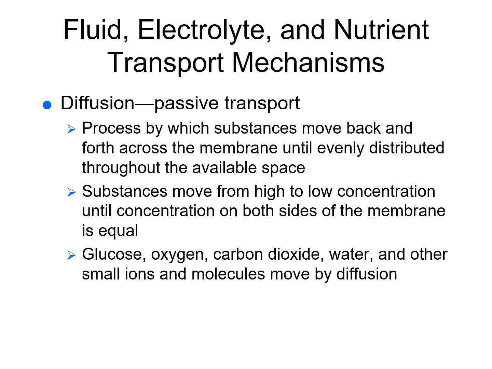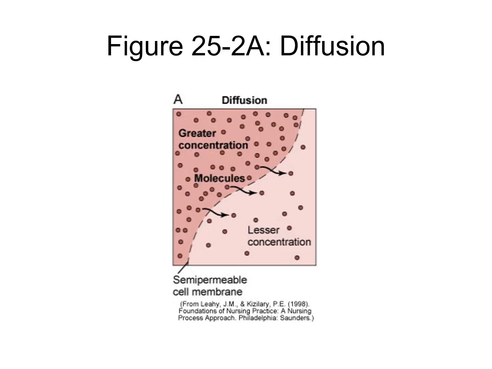Glucose, oxygen, carbon dioxide, water, and other small ions and molecules move by diffusion, just so you know. So here's a great picture. Greater concentration to lower. It's going to move that way until it's equally distributed.